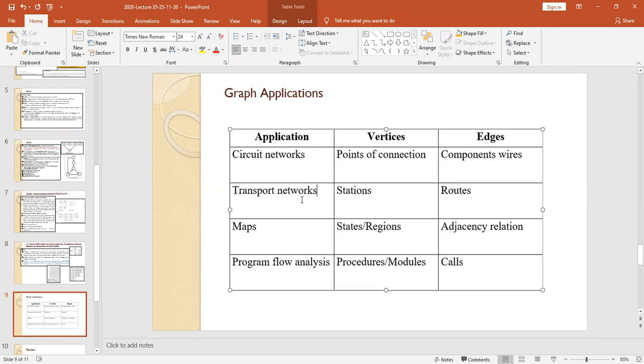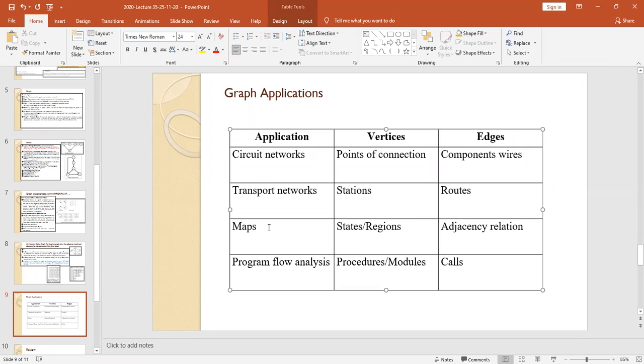Now you come to the transport network. If you are transporting from one node to n number of nodes, the vertices will be stations and the edges will be routes from one node to another node.